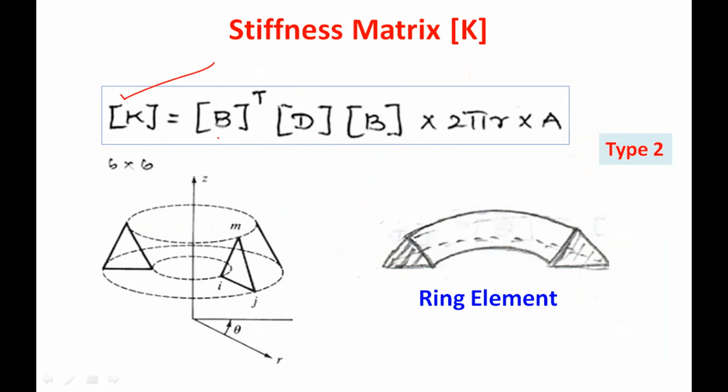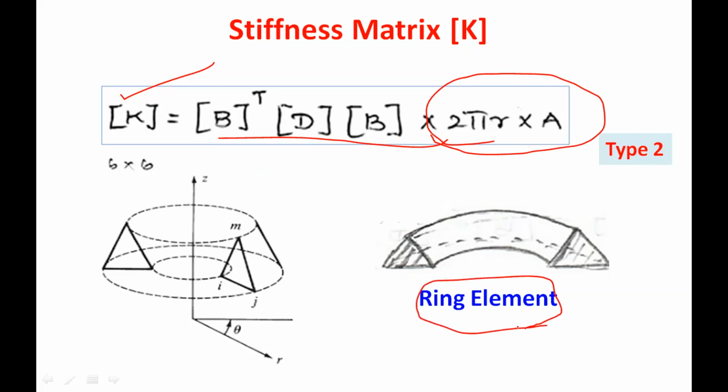Then the type 2 problem is finding the stiffness matrix for this axisymmetric element. For the stiffness matrix, this is the expression, already we derived it: B transpose multiplied with D multiplied with B, then multiplied with the volume of the element. Here for the axisymmetric element or ring element, the volume should be 2 pi r, the circumference of the cylinder, multiplied with the area of the element. This is the point we have to remember. This is different from the plane stress and the plane strain condition. The size of the stiffness matrix is again a 6 by 6 matrix because there are 6 degrees of freedom for this axisymmetric element.